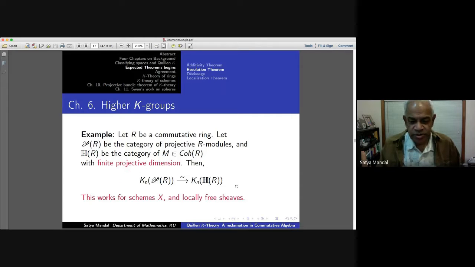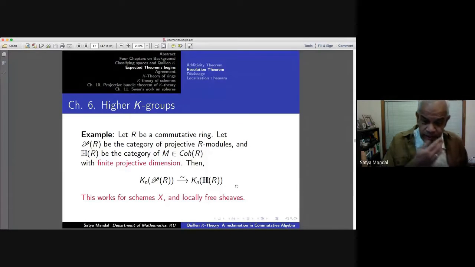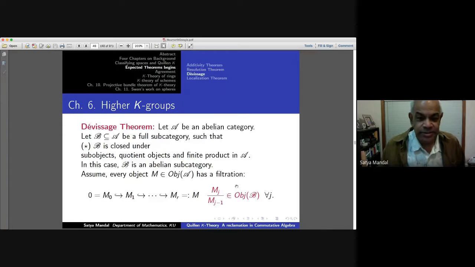If X is a scheme, you replace P R by the category of locally free sheaves. One difference between the affine case and the non-affine case is that in the affine case, I know any module is the image of a projective module, or free module actually. In the non-affine case, that is not there. That has to be a hypothesis. I mean, there are conditions, of course, ample bundles and such things. So in any case, right?